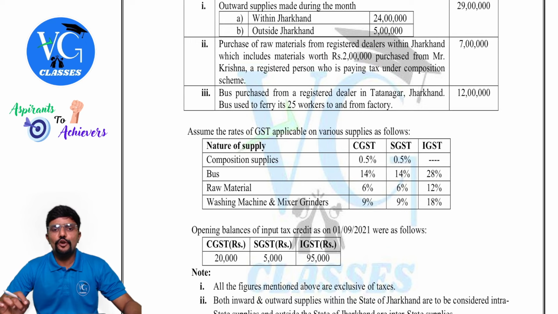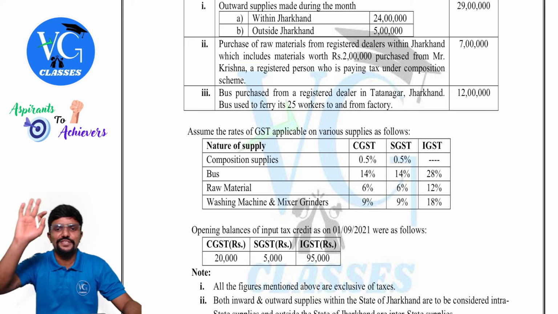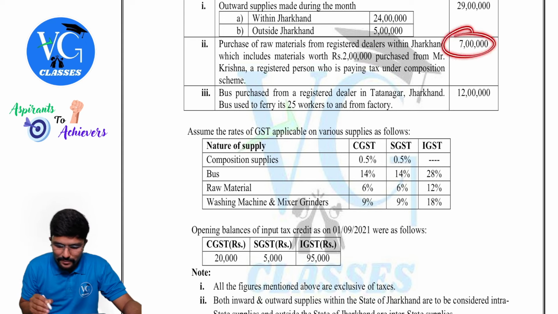Purchase of raw material from registered dealers within Jharkhand, intra, which includes materials worth 2 lakh purchased from Mr. Krishna, a registered person who is paying tax under composition scheme. No credit. So credit is available only on 5 lakh, guys.